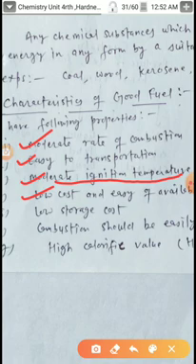Then, low cost is necessary for a good fuel. If the cost is high, then the fuel is not a good fuel. Easy availability should also be there. A good fuel must be available easily. Then low storage cost. If you store a fuel, the total cost of storage will be minimum. So low storage cost is necessary.